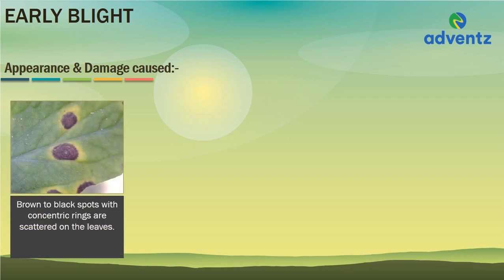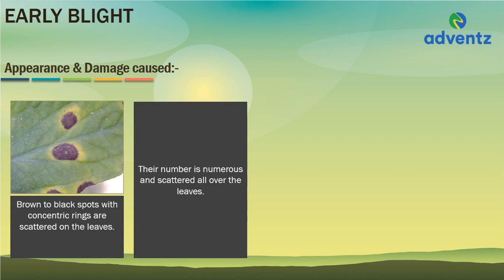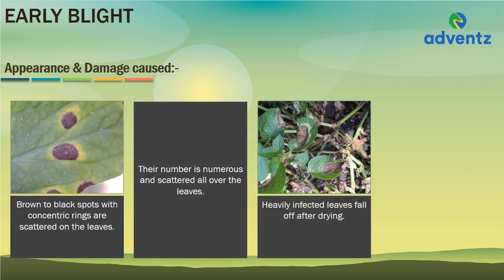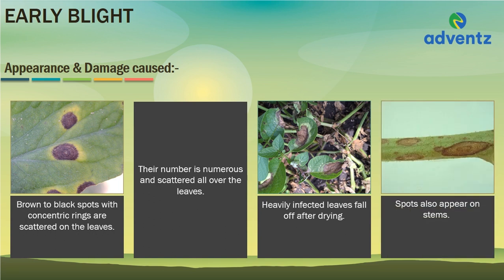As we can see in the images on the screen, brown to black spots with concentric rings are scattered on the leaves. Their number is numerous and they are scattered all over the leaves. Heavily infected leaves fall off after drying. Spots also appear on stems.